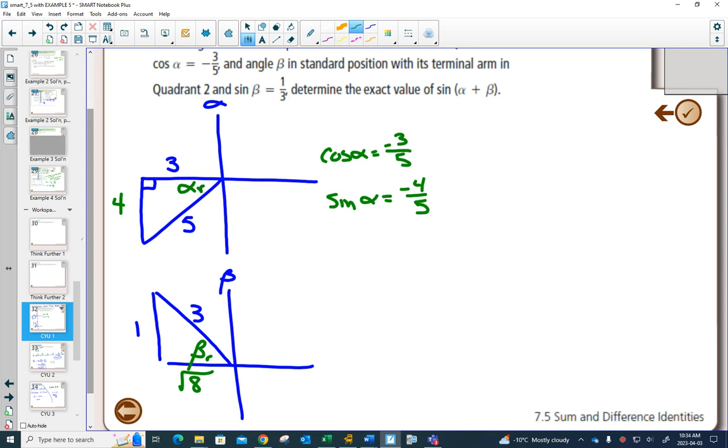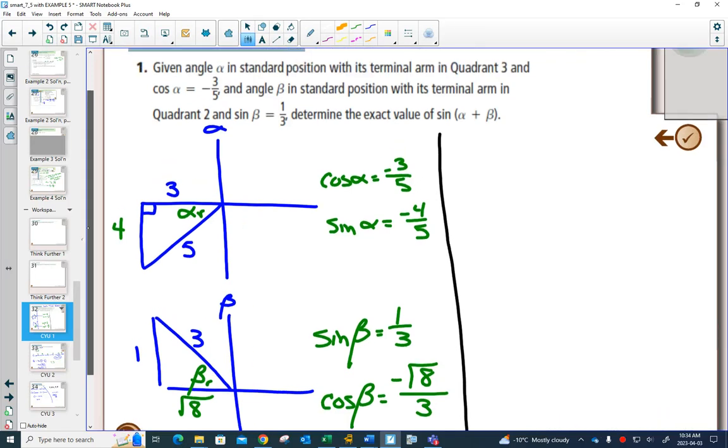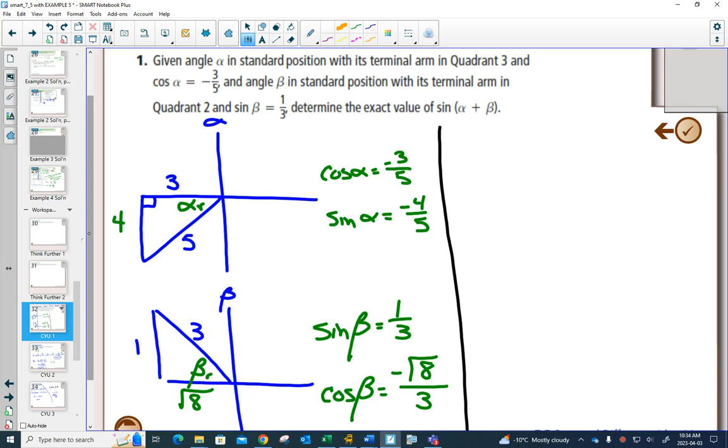So from this, we already knew that sine of beta was 1/3, but now we can do cos of beta. Cos is negative in quadrant 2. Adjacent over hypotenuse would be -√8/3. So they'll give us information to draw two triangles. It says determine the exact value of sine of alpha plus beta.